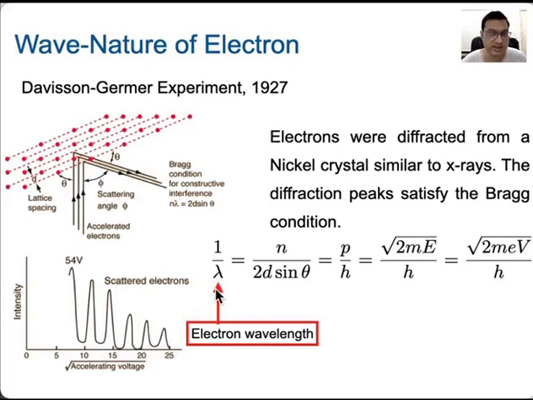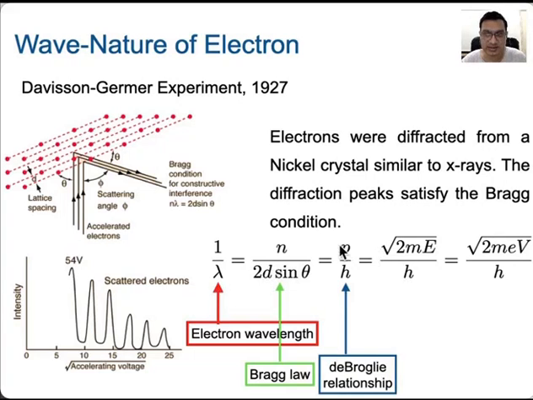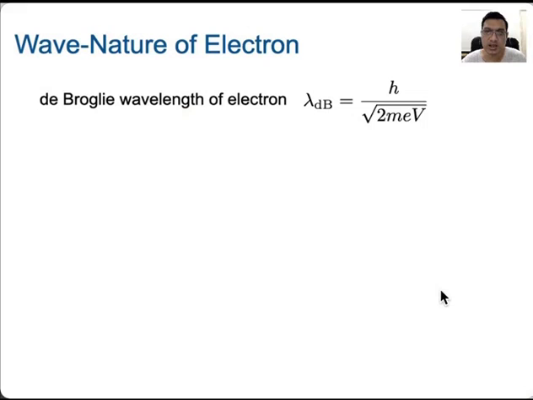So lambda is the electron wavelength. This is Bragg's law, as I said. This is the de Broglie relationship, and this is the acceleration through voltage V. That's what you have got. So this is the condition that we have established between the de Broglie wavelength and the accelerating voltage.